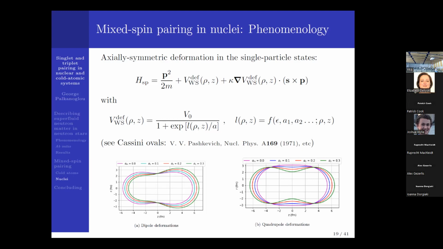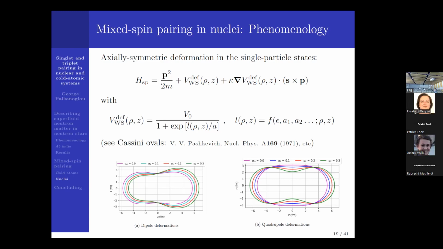There are a lot of ways to model deformation in this sense. We choose a safe way. We go with Cassini ovals, which have been used in the past to model deformation, even in extreme cases of fission and so on. We can generate any type of deformation with Cassini ovals. These are just some examples I'm showing you here.